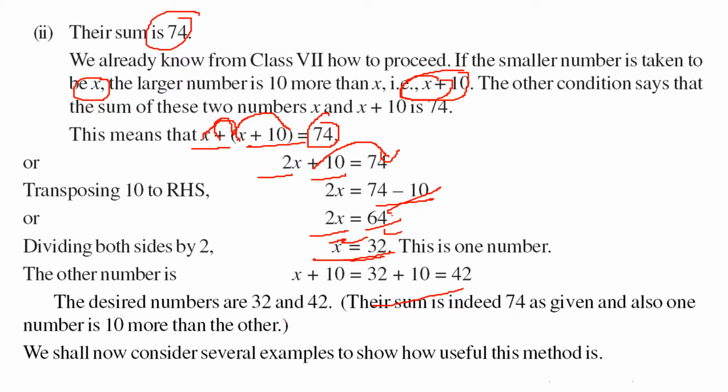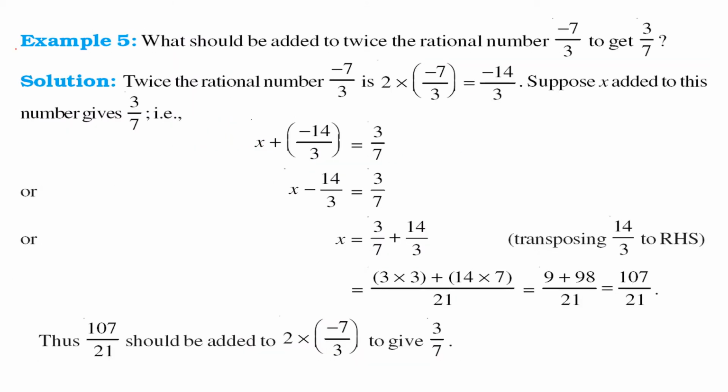If you add this 32 and 42, you get the final result, and you can just verify that both the numbers are 10 apart, and also they add to 74.